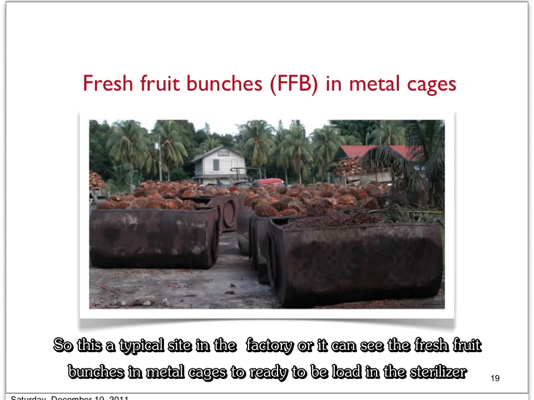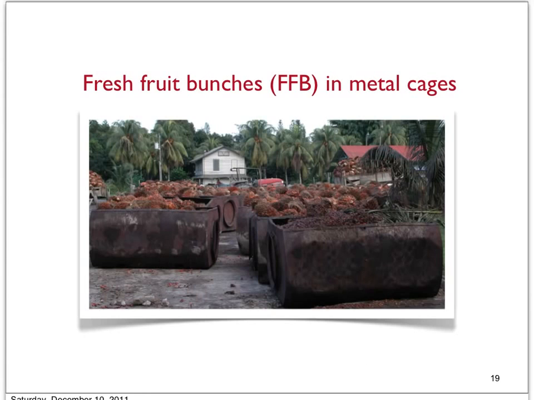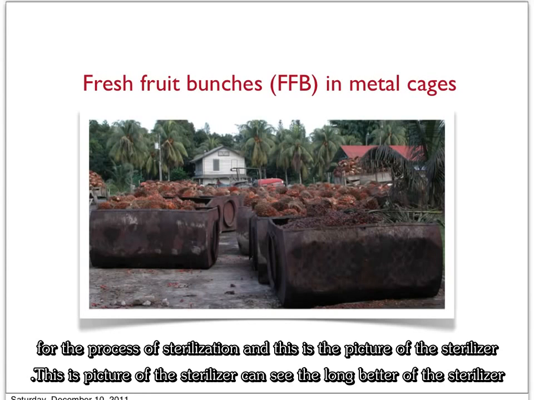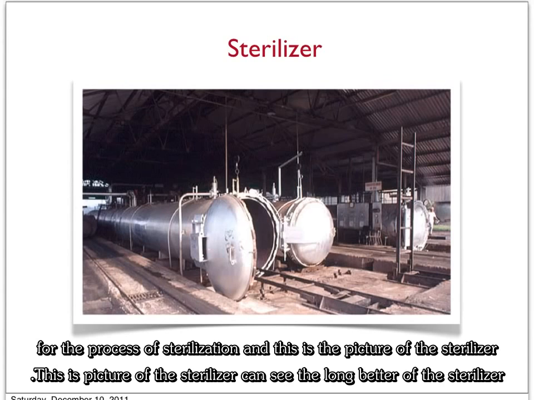So this is a typical site in the factory. You can see the fresh fruit branches in the metal cages ready to be loaded into the sterilizer for the process of sterilization. And this is the picture of the sterilizer.